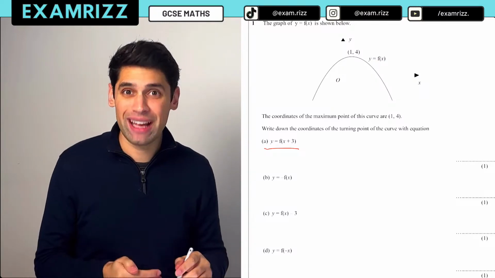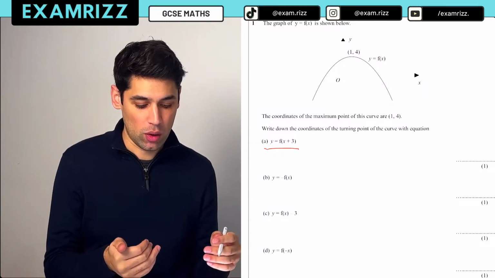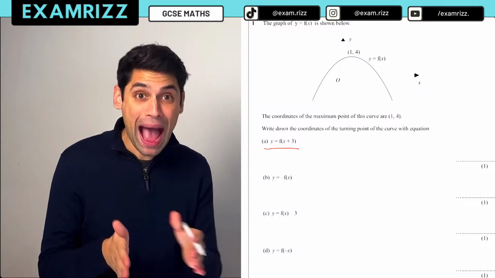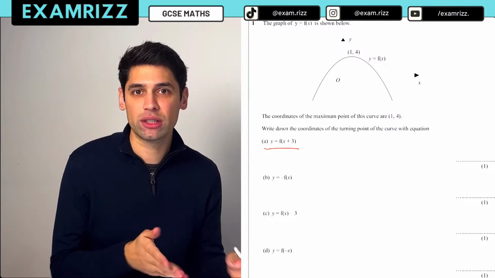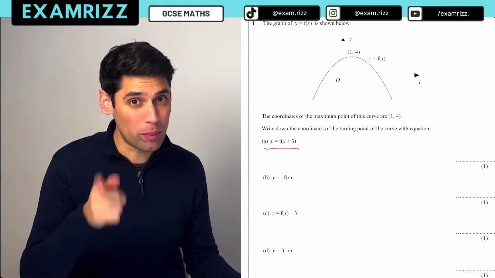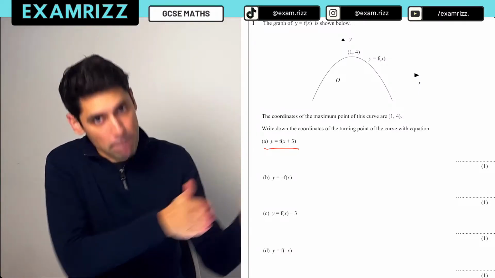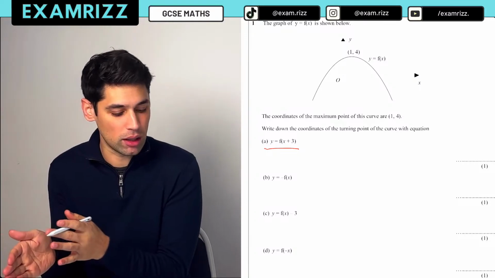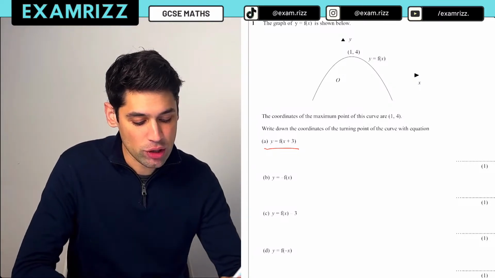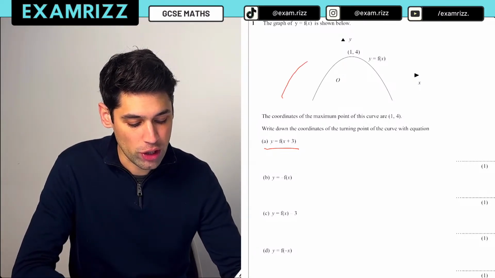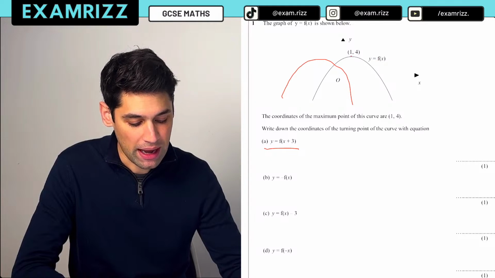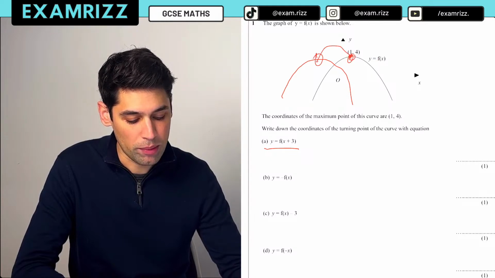So because the change here is a plus 3, we would expect to add 3 to all of the x coordinates. But remember, x transformations do the opposite of what you expect. So we actually minus 3 from all the x coordinates. The implication of that is that this graph would shift 3 to the left. And this coordinate up here would become -2, 4.